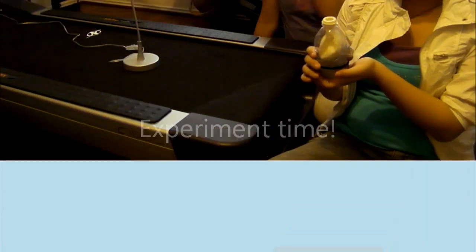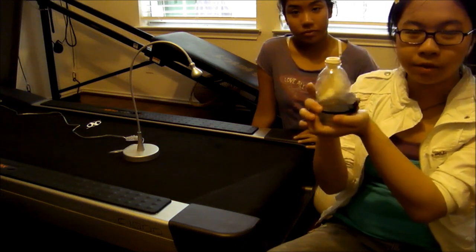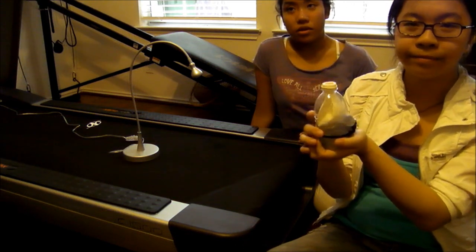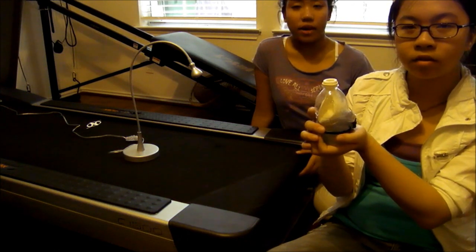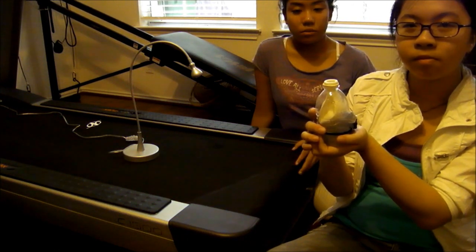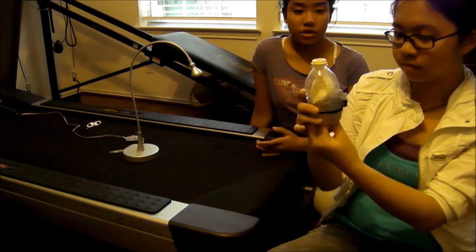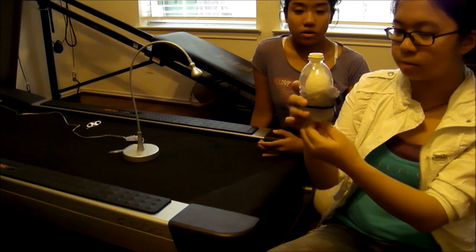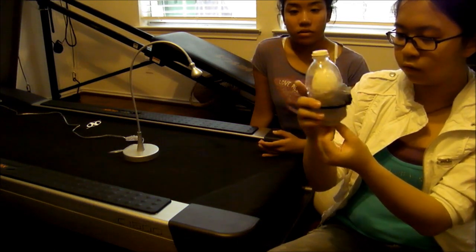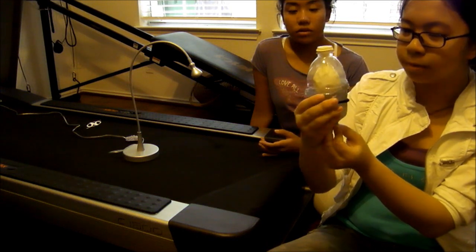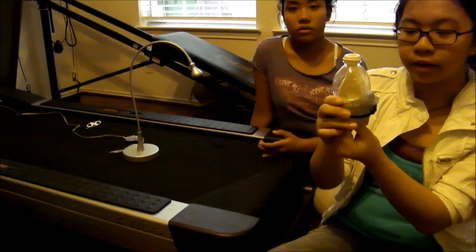So here we have this mini lung model, and we will be using this to demonstrate Boyle's law. According to Boyle's law, when you increase pressure, the volume decreases, and vice versa. So when we increase the volume of the lung, pressure decreases. If we pull on this plastic bag, the balloon inflates. But if we push it back in, the balloon deflates.